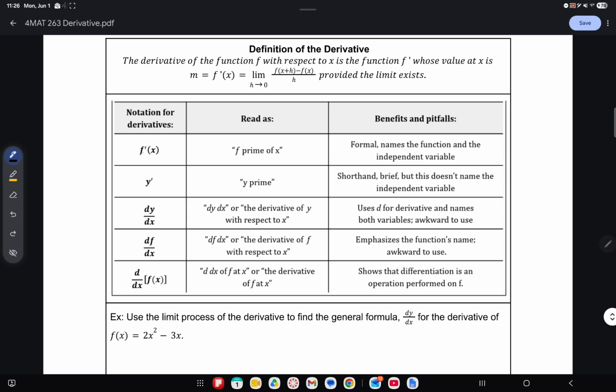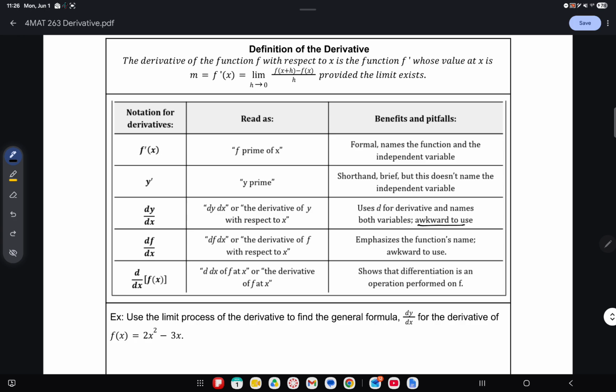So we have f with an apostrophe of x. We read that as f prime of x. All of these are for derivative. So you have y with an apostrophe, read as y prime. We have dy dx, where we say it just like I just did, dy dx, or the derivative of y with respect to x. I love that it says awkward to use. It's just a lot to write.